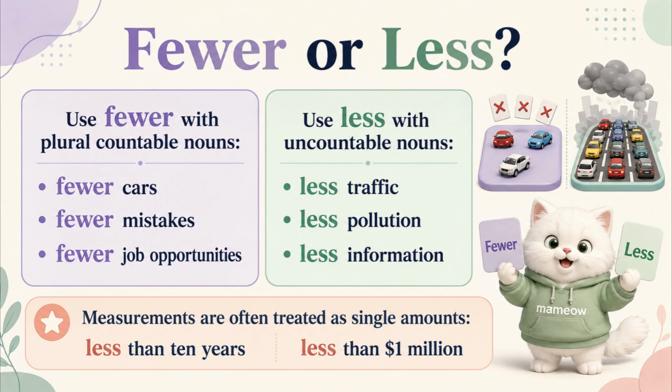However, the simple rule has an important exception. Measurements of time, money, distance, and weight are often treated as single amounts. Therefore, expressions such as less than 10 years and less than $1 million are standard and natural. It would be misleading to say that less can never appear before a number.